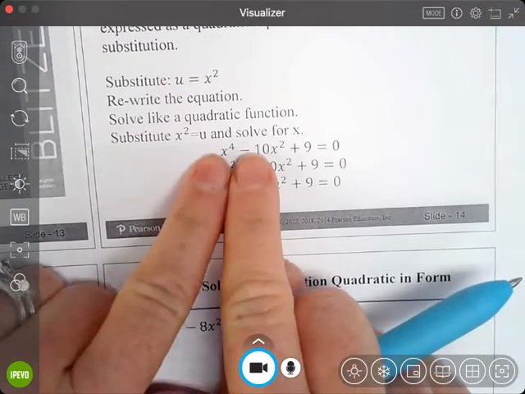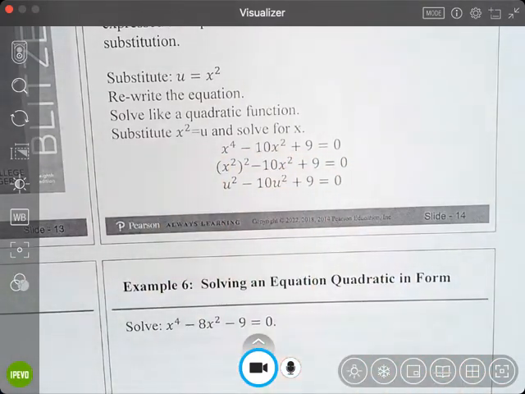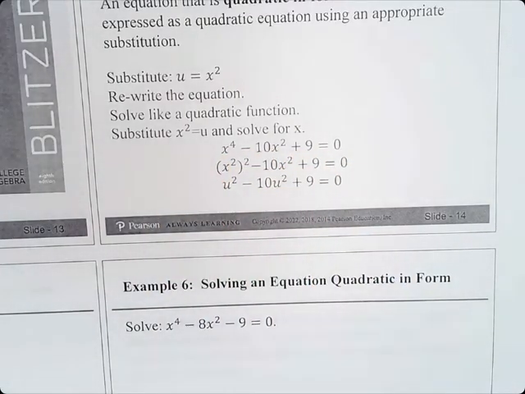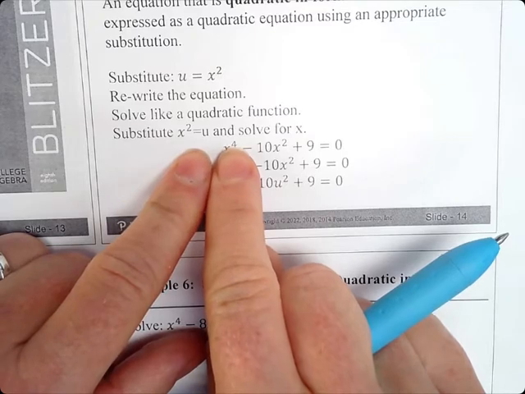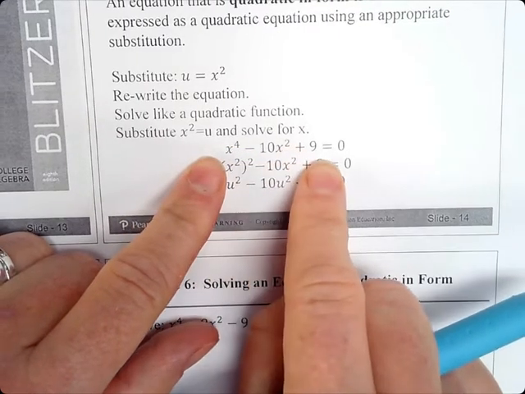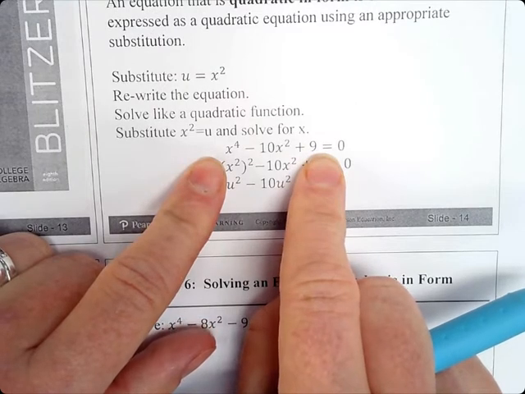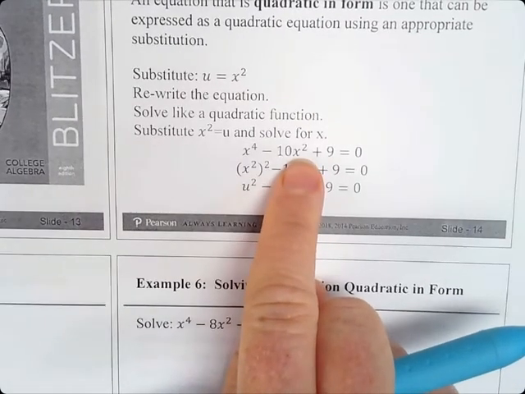So it's going to have x to the 4 minus 10x squared plus 9 equals 0. The reason it's quadratic in form is because you have x to the 4th, then x squared, and then a number. What we've had before is x to the 4th, x to the 3rd, x to the 2nd, and x, and then a number. But this one just has the 4th power and the 2nd power.